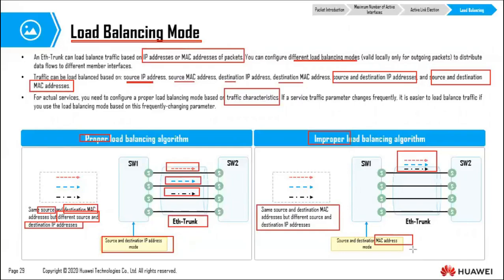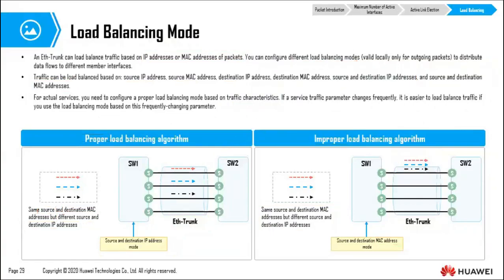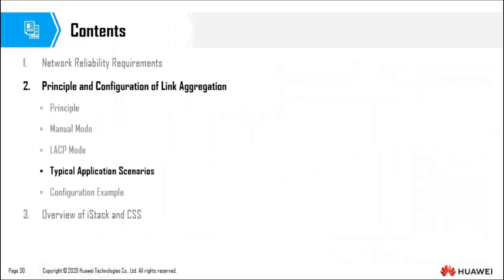So it is important that you understand the load balancing mode and which one to configure on which particular instance. Remember, the load balancing mode is configured on the Ethernet trunk. Do you want us to use the source IP or the destination IP, or the source MAC or the destination MAC, or the combination? Source and destination IP, source and destination MAC address. So please take time and try to read the literature below this slide in order to understand that better.